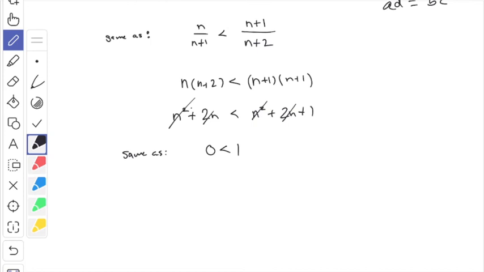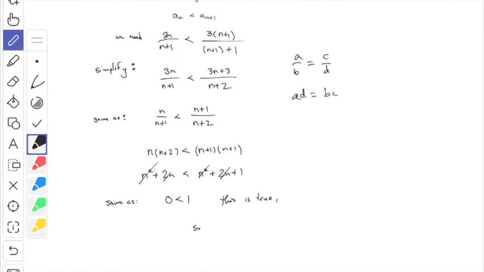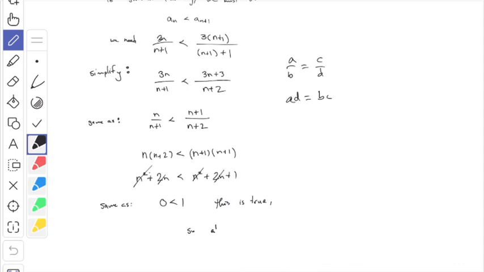This is true, which means all the other ones are also true. This is the end, right? This is true. So it means all the other things, and in particular, the one we started with, is also true. So all these are true. All these inequalities are true.